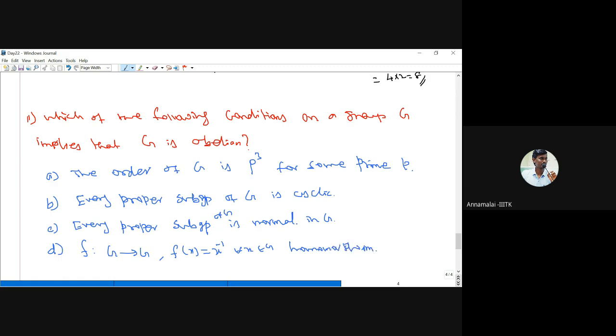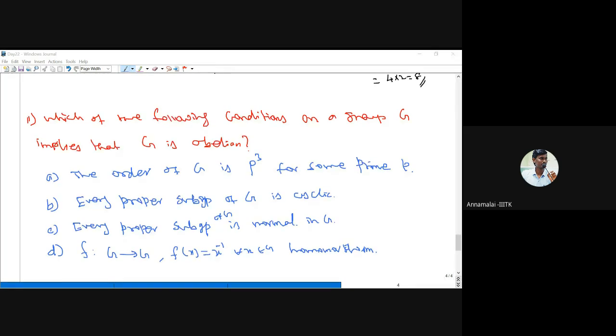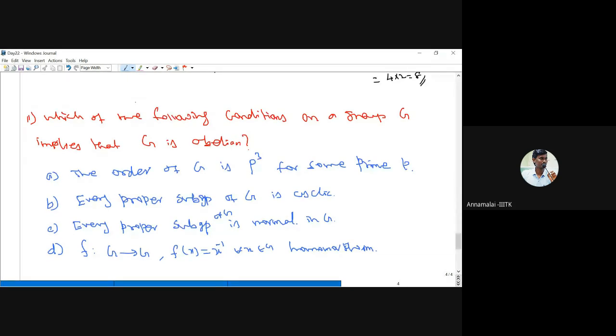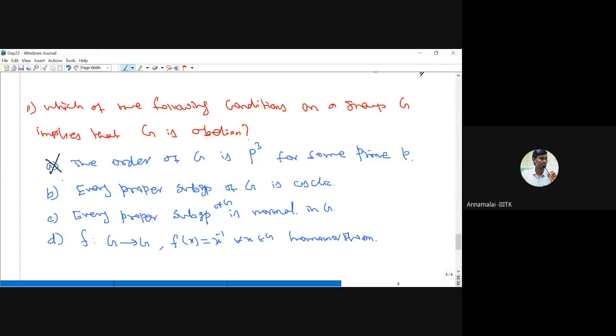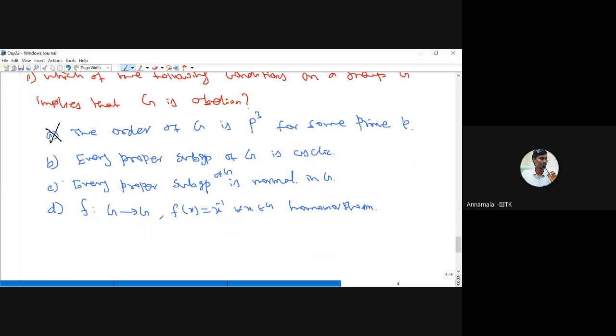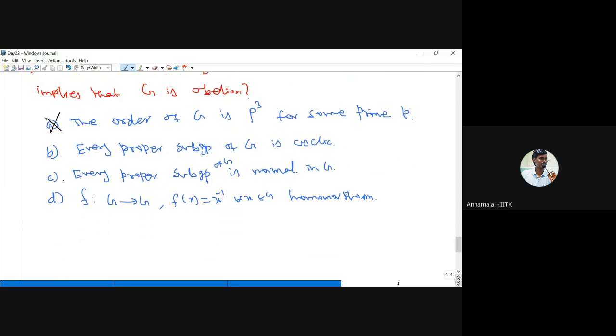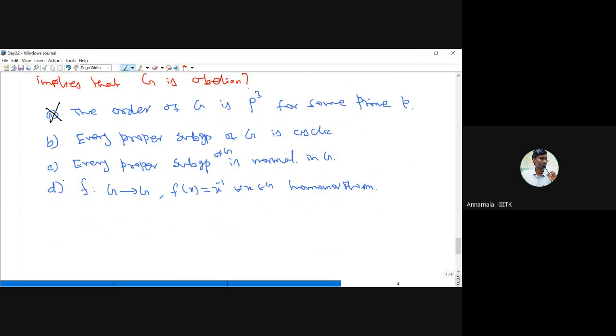Yeah. So clearly the first one is false, because a group of order P is abelian, a group of order P square is abelian, but a group of order prime cube need not be abelian. Therefore, the first option is false. Now look at the second option. Every proper subgroup of G is cyclic, then can we say the group is abelian? Okay, I will come to that. Anyway, we take the same example. What is the example I am taking?